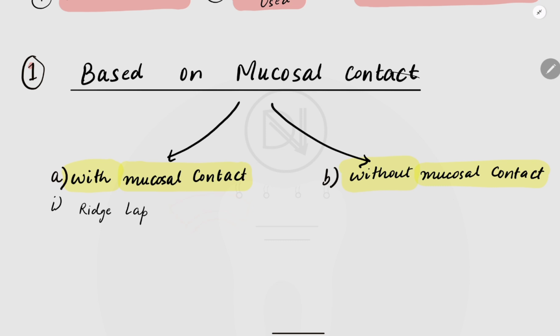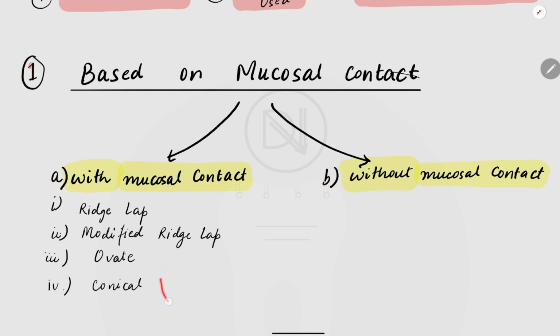The second one is the modified ridge lap. Because there may be some disadvantages present in the ridge lap, some modifications have been done to it, and that's why it is called your modified ridge lap Pontic. The third one is the ovate Pontic. Here the Pontic is in oval shape. The next one is your conical Pontic. It means that the Pontic has a pointed end. So these all are your with mucosal contact Pontics.